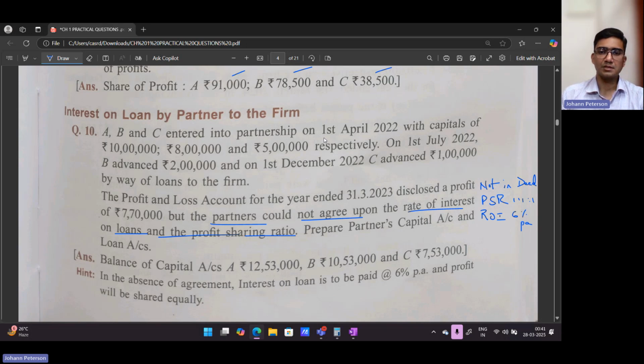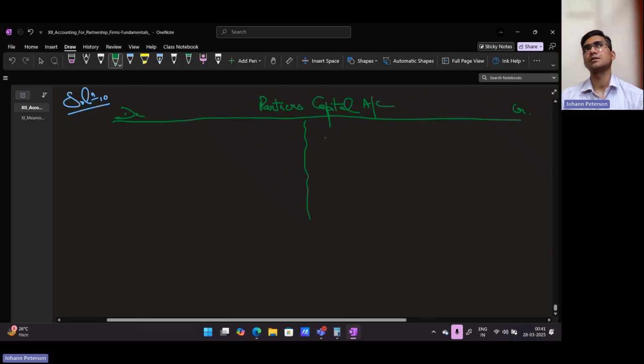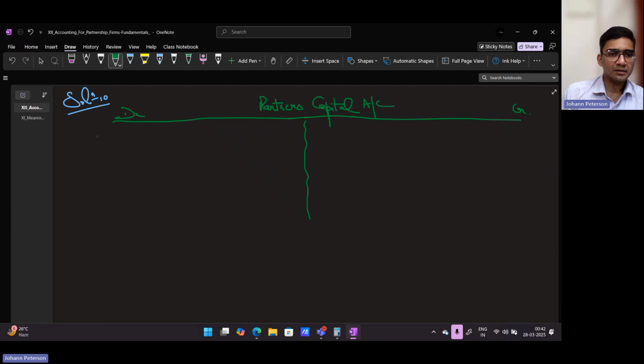ABC entered into partnership on 1st April 2022. So with these capitals. So when they begin their partnership on 1st April 22 with capitals of this means we would have had an entry as bank account debit to capital. Particulars. Then you have A, B, and C. So A rupees, B rupees, C rupees. Again particulars. A rupees, B rupees, and C rupees.